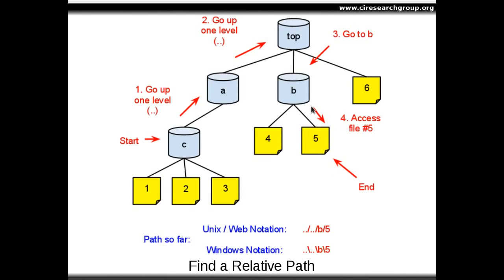Now from B, I can access 5 directly. So I simply put a path separator followed by the name. So once again, to get from C to being able to access file number 5, I need to go up, which is .. Need to go up again, another .. Go down with B, and then access the file directly by its name, in this case 5.